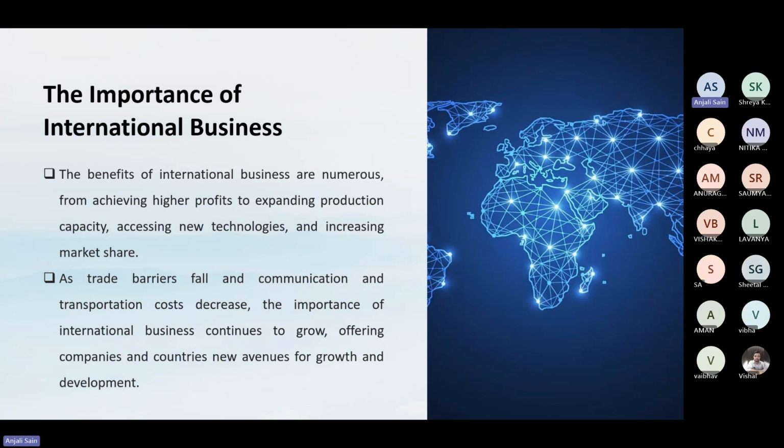And to do international business, one of the main things is trade barriers. Okay, trade barriers are the restrictions which are put on by the other countries for doing a trade with their countries. As the trade barriers fall and the communication and the transportation cost decreases, the importance of international business continues to grow, offering companies and countries new avenues for the growth and development.